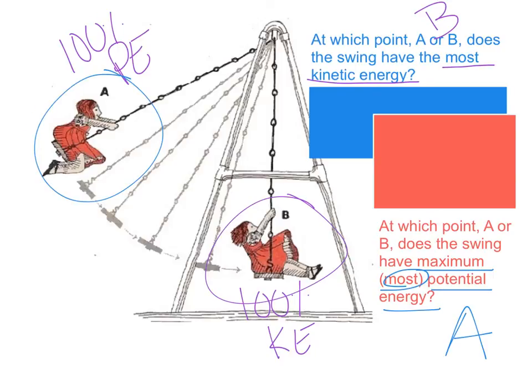So between A and B, right here, it's starting to change. The energy changes from potential to kinetic energy. So remember on the first slide how we talked about energy never being destroyed, nor created? That's because it's just changing from one form to another. Let's take a look at our next slide.